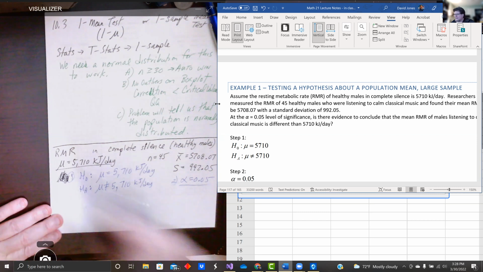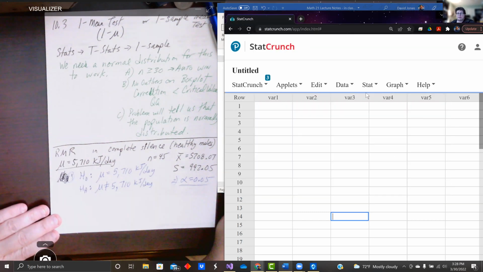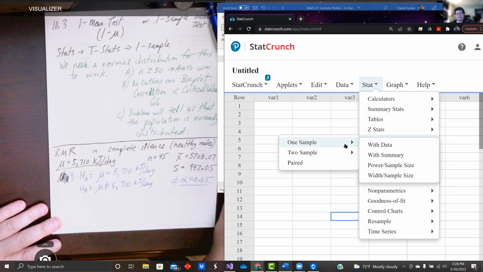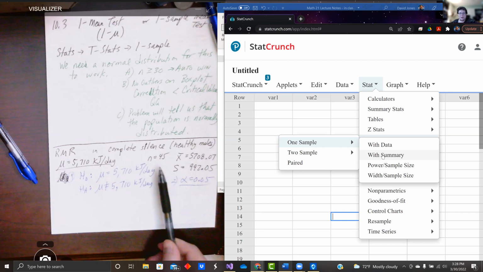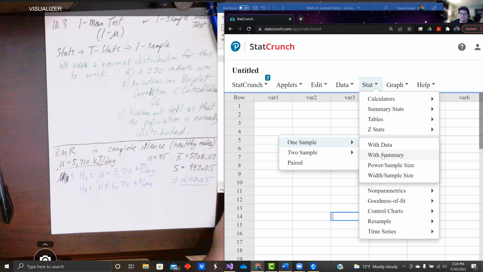So we need to do our test statistics. So that's going to be in StatCrunch. So we go stats. Here it's T-stats, one sample, and we have summary. They told us n equals 45. That's bigger than 30. So I know it's a normal distribution and I don't need to worry about doing anything else. I can jump straight into the hypothesis test.